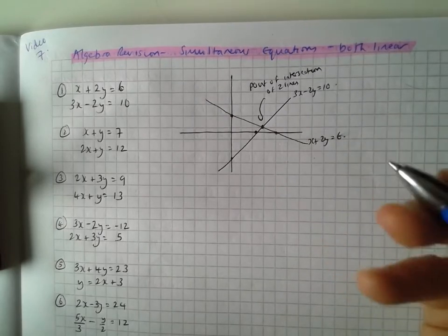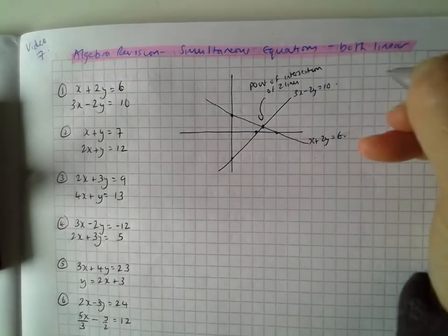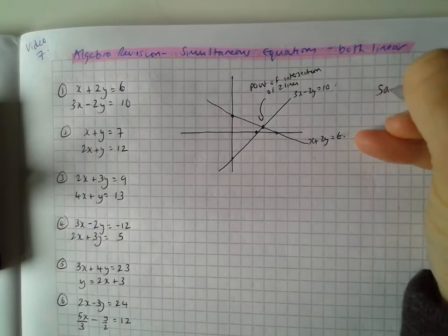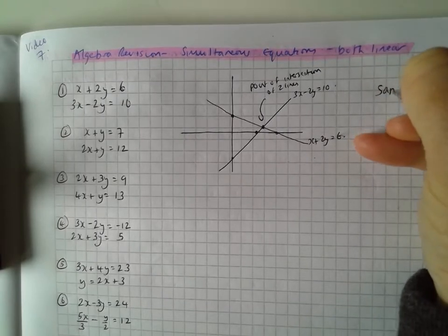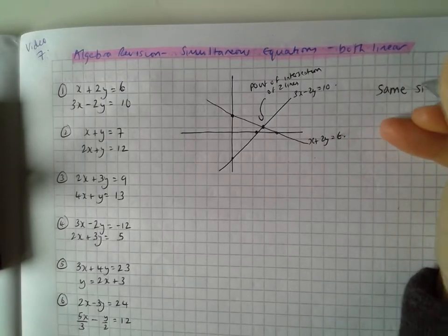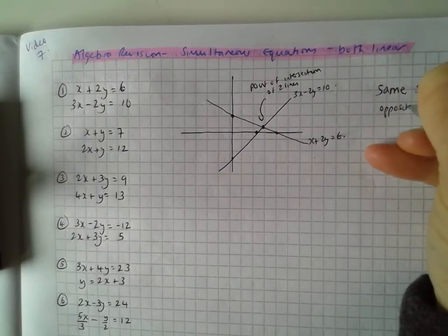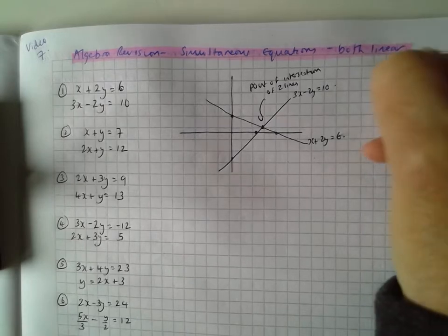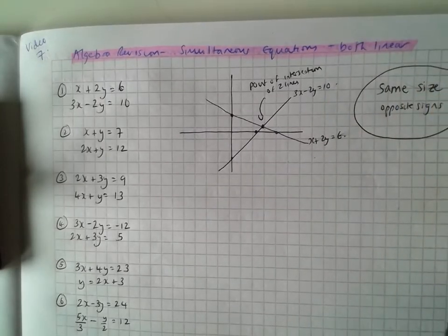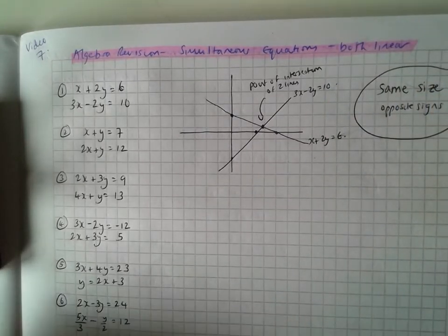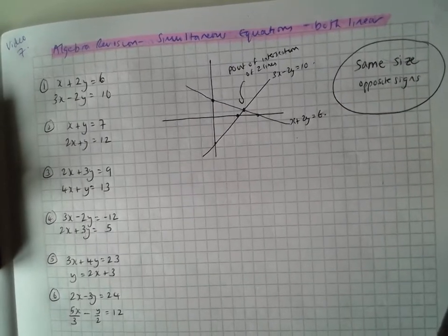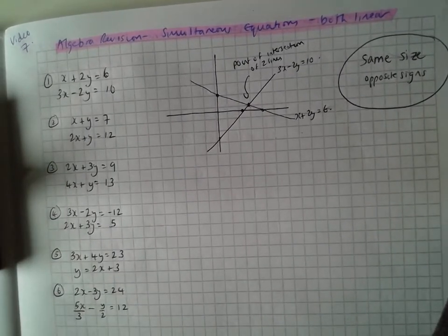Okay, so the other thing to remember when you're solving simultaneous equations, which if you're in my class, we use this phrase a lot, it's same size and opposite signs. So what we find out is that if we can get either the x's or the y's to be the same size in both lines and opposite signs in both lines, then it makes them much easier to solve.